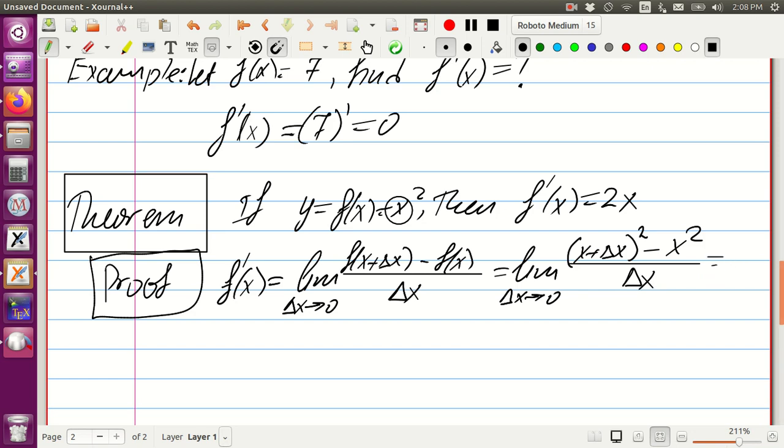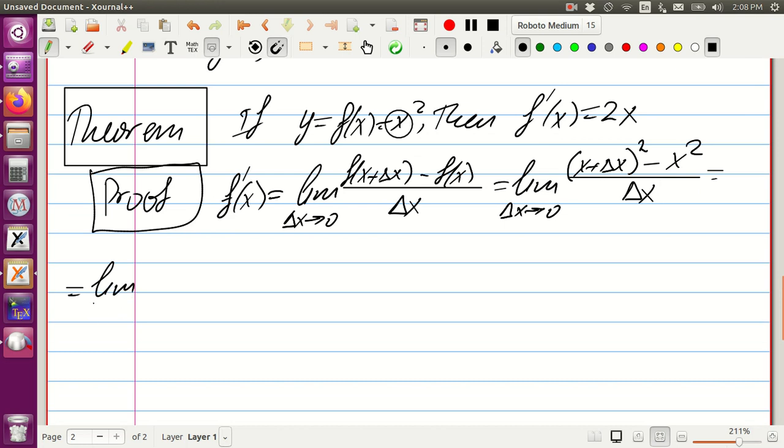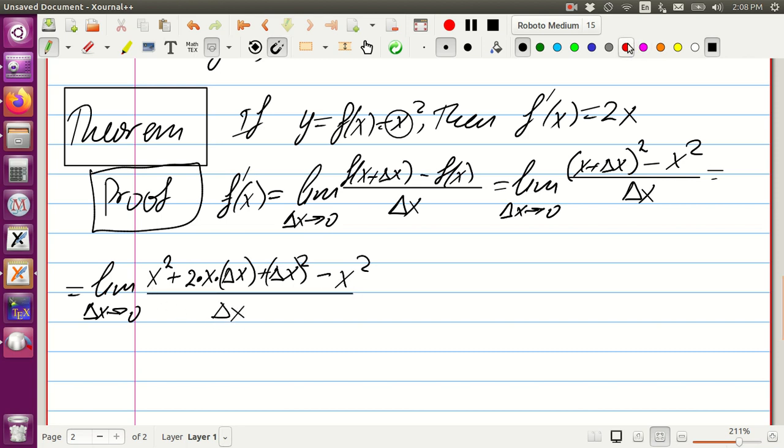So what do we get? We get the limit as delta x goes to 0, and then we have to use our famous formula for the square of the sum. It's going to be the first term squared plus 2 times the first term times the second term plus the second term squared. And then we have minus x squared. On the bottom we still have delta x. So what can we say? The hint is the term after the minus should go away, so this negative x squared and this positive x squared add up to 0.